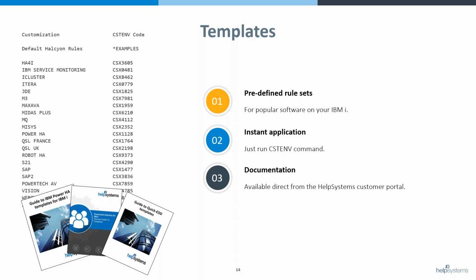The documentation's available from the portal. Look for Guide to manuals. There's the examples there, the Guide to the Quick EDD and the Guide to IBM PowerHA. You can download those. It shows you in the manual exactly what it's going to add in. Okay, and I'll give it a go.